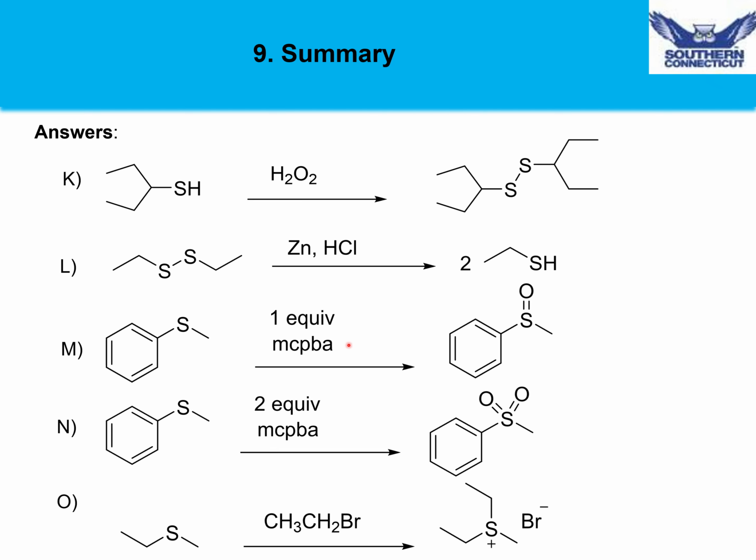Adding 1 equivalent of MCPBA to a sulfide will turn it into a sulfoxide. 2 equivalents of MCPBA will turn a sulfide into a sulfone. Lastly, with sulfides, if we add alkylating agents, the sulfur will attack, in this case, the carbon here with the leaving group to form a sulfonium salt.